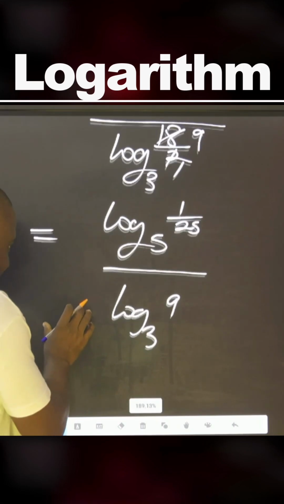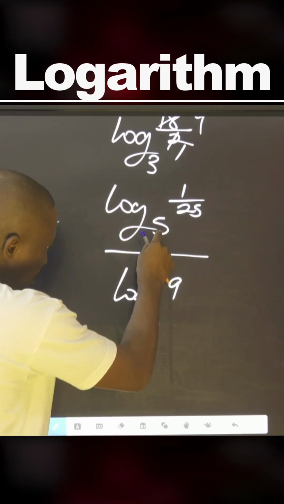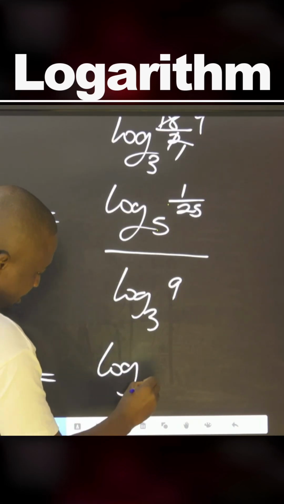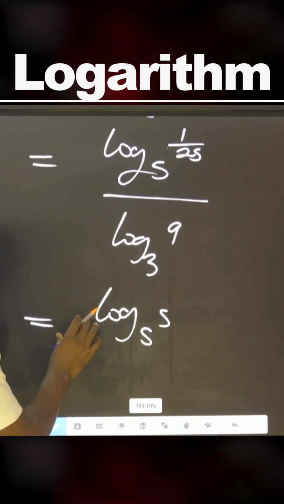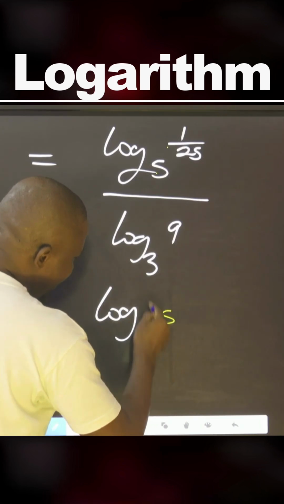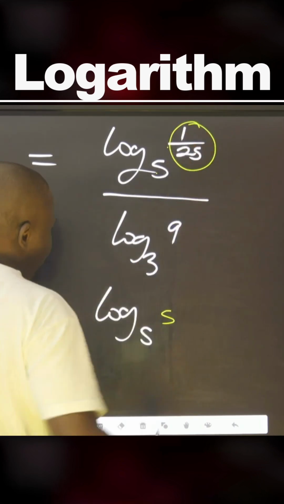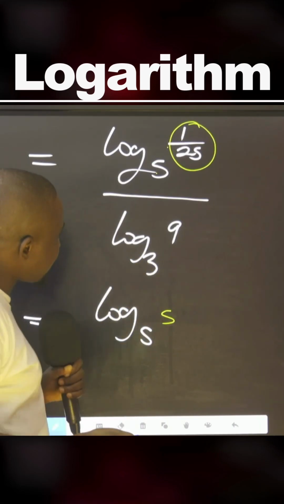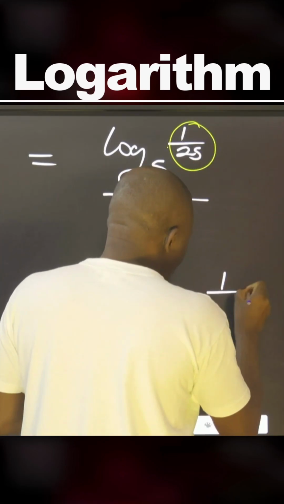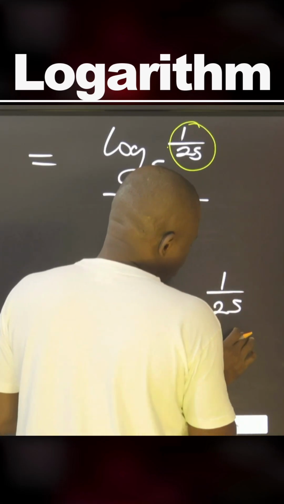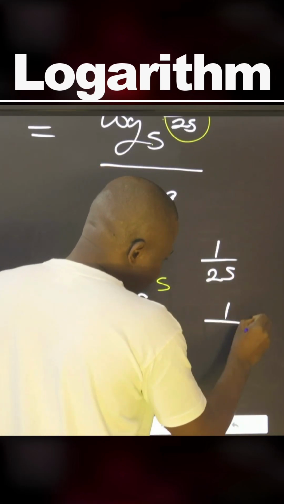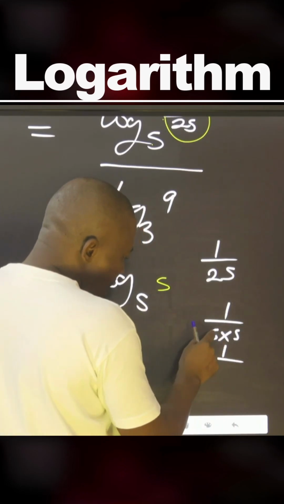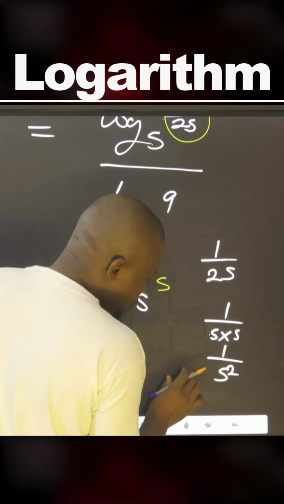Okay? The next thing is to check how to make this 5, 5. I want 5 here. Can this guy produce 5? Let's see. Because I want 5 to carry 5. Let's see. That is to say 1 over 25. You agree with me? 25 means 5 times 5. That is 1 over how many? 1, 2. 5 raised to power 2.